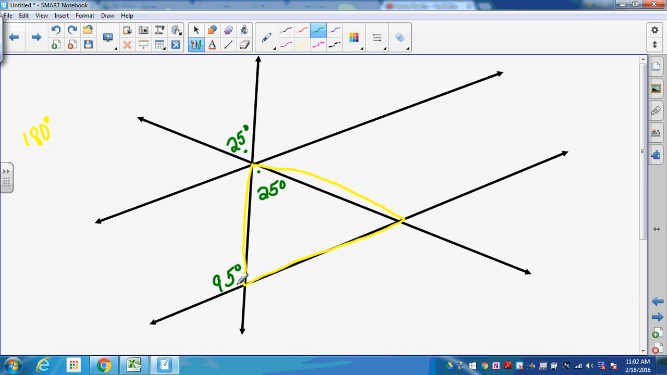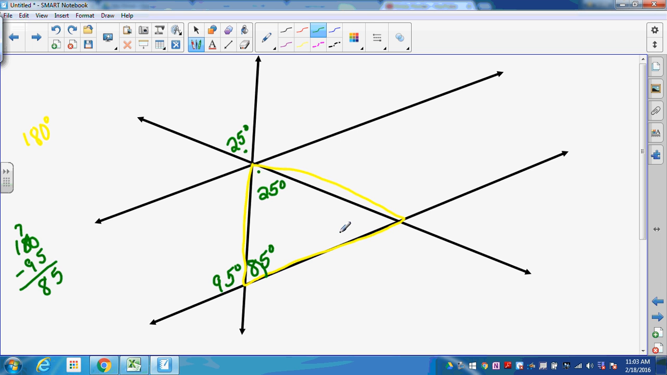Now, I know that the 95-degree angle and this angle here are supplementary, which means they add up to 180. So if I do 180 minus 95, this is a good refresher for your subtraction skills. I'm going to have to borrow. That becomes a 10. 10 minus 5 is 5. 17 minus 9 is 8. So this angle right here is 85 degrees.